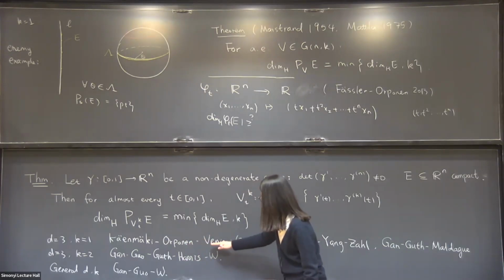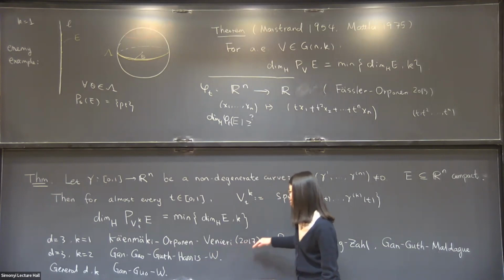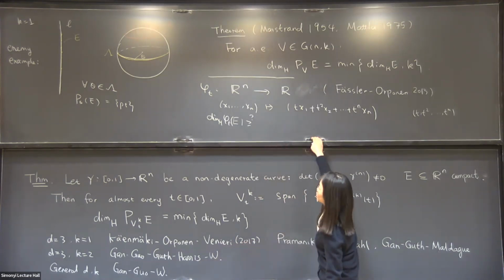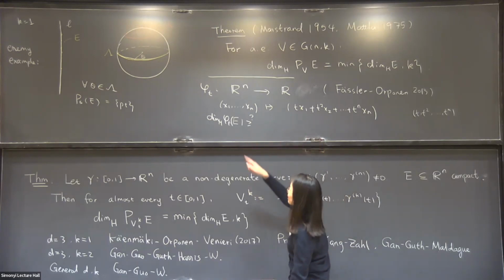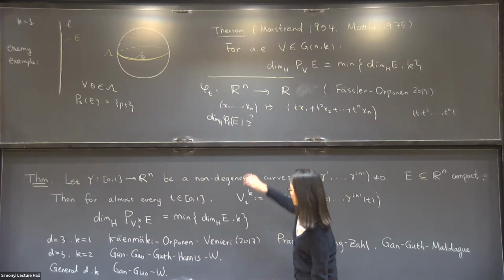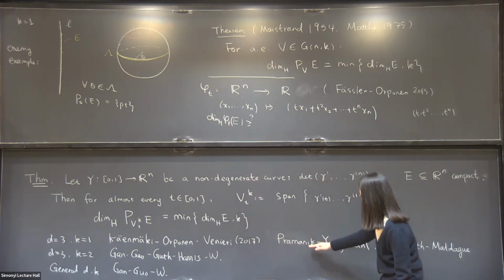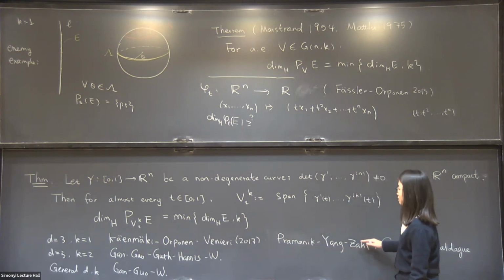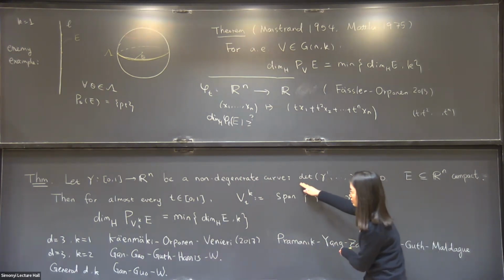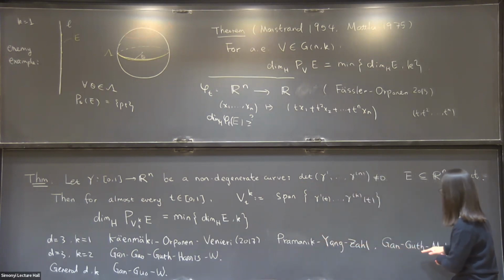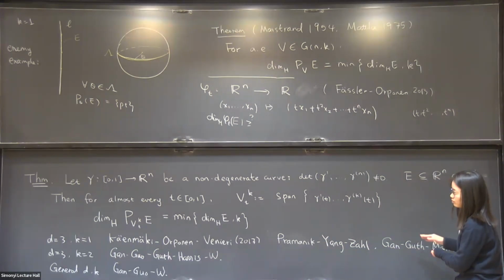Yeah, that's the result. And so when d equals 3 and k equals 1, Maldague and Orponen proved it for a special curve, the red lambda up there. And later Yang and Zhao proved it for a general non-degenerate curve. Then Guth and Maldague also proved it for a general non-degenerate curve, using different methods.